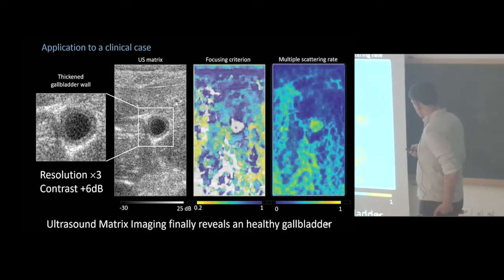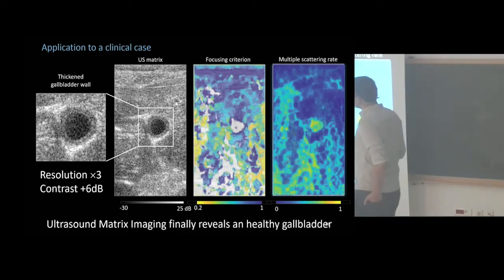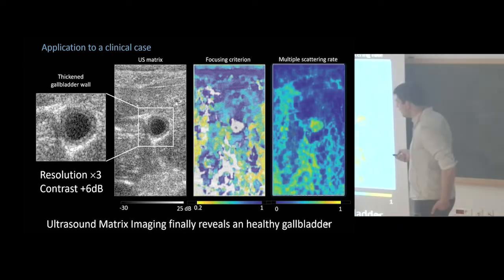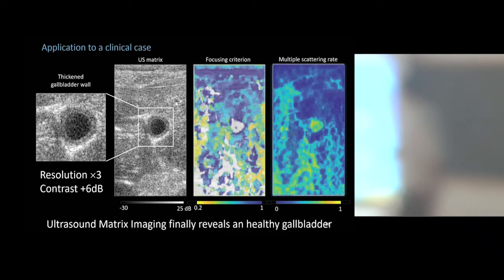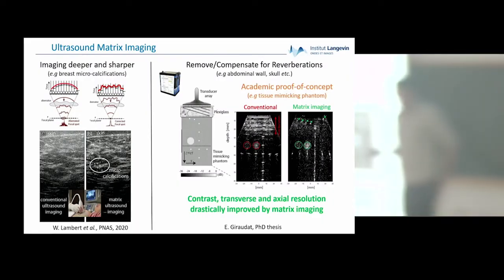And in terms of multiple scattering rate, you see that you now have a much better contrast over a major part of the ultrasound image. So now you can be confident in the image provided by the ultrasound matrix imaging process. Okay, so this was the first proof of concept of the matrix imaging process in ultrasound imaging.